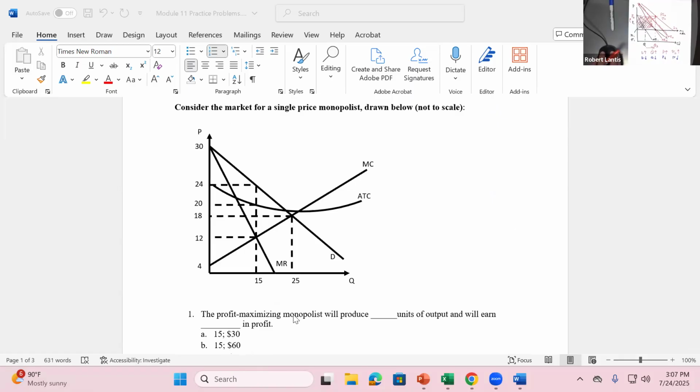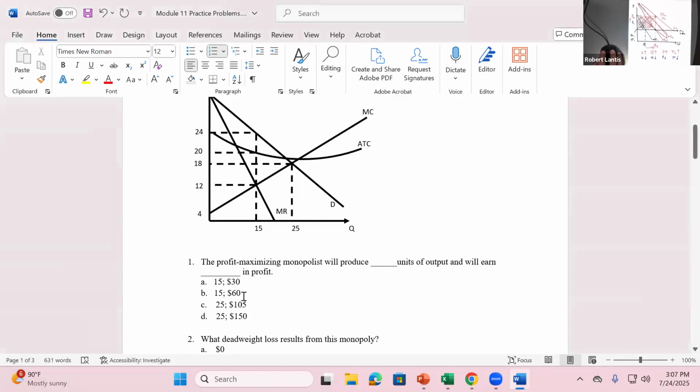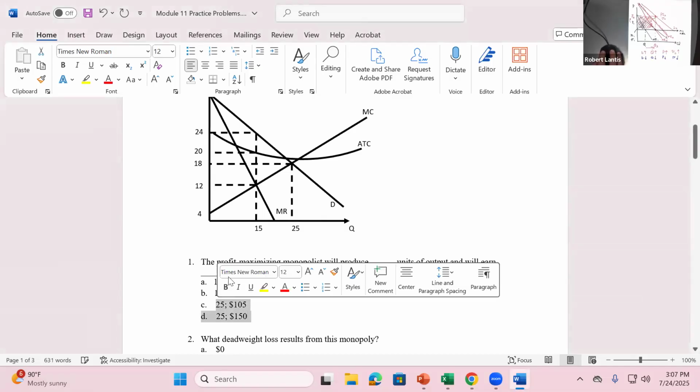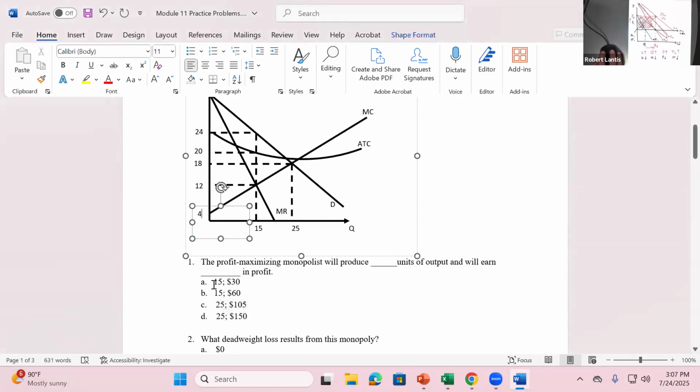So here, if I have a single price monopolist, what's the optimal profit maximizing output and what will the profits they earn be? I've said this, I think you probably are getting annoyed hearing me say it, but they set the profit maximizing quantity where marginal cost is equal to marginal revenue, so 15. So right away, if I'm taking an exam, I can cross these out. I know the profit maximizing quantity for the monopolist will be 15.